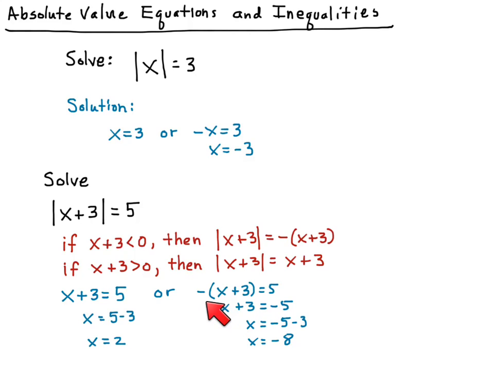The absolute value will change the sign of this thing if x plus 3 is less than 0. So if we multiply both sides by negative 1, you get this expression here: x plus 3 equals negative 5. When we solve that, we subtract 3 from both sides, and we get x equals negative 8. So let's check that. Negative 8 plus 3 is negative 5, and then the absolute value of negative 5 is 5.